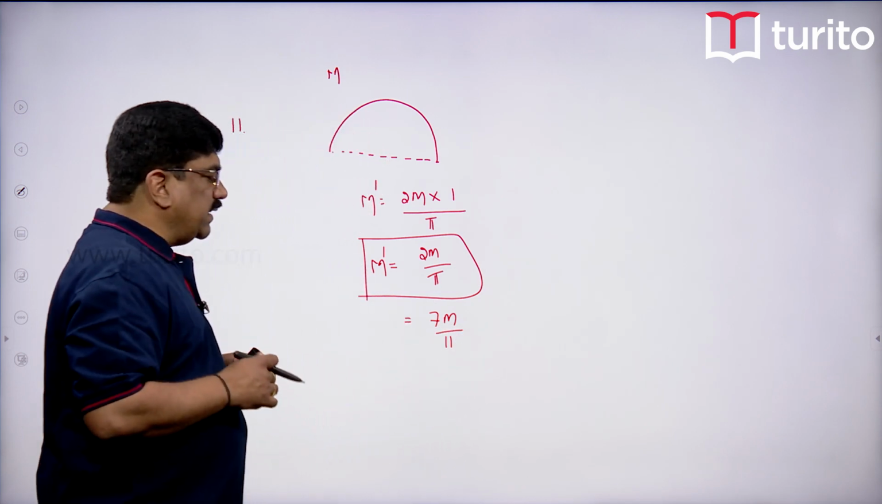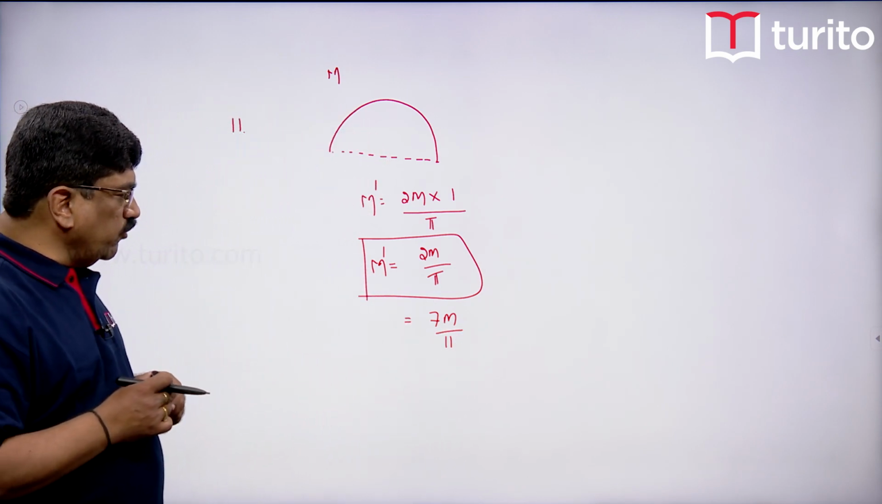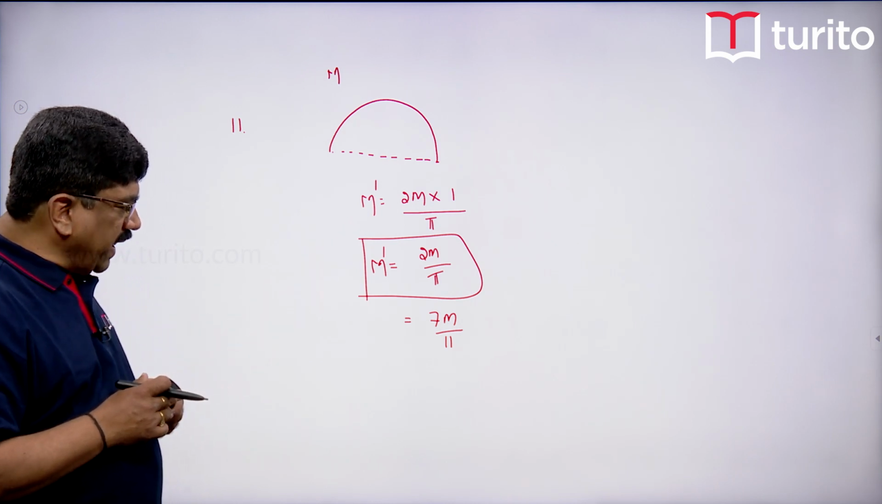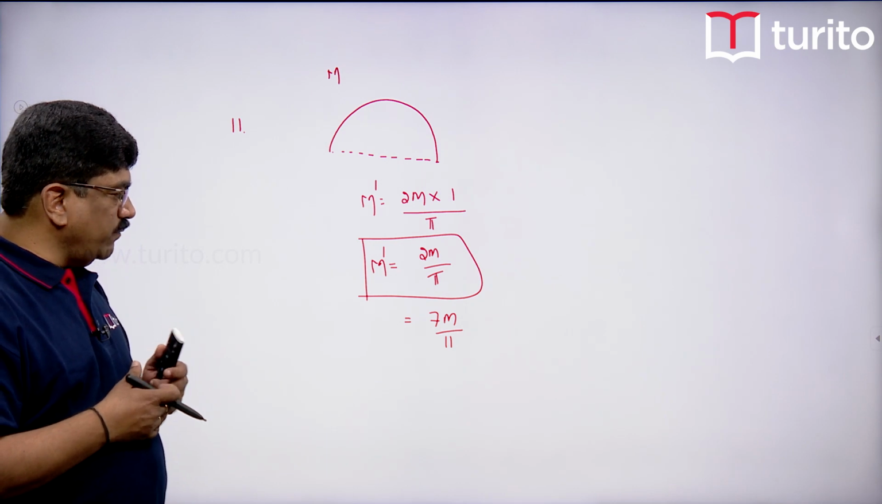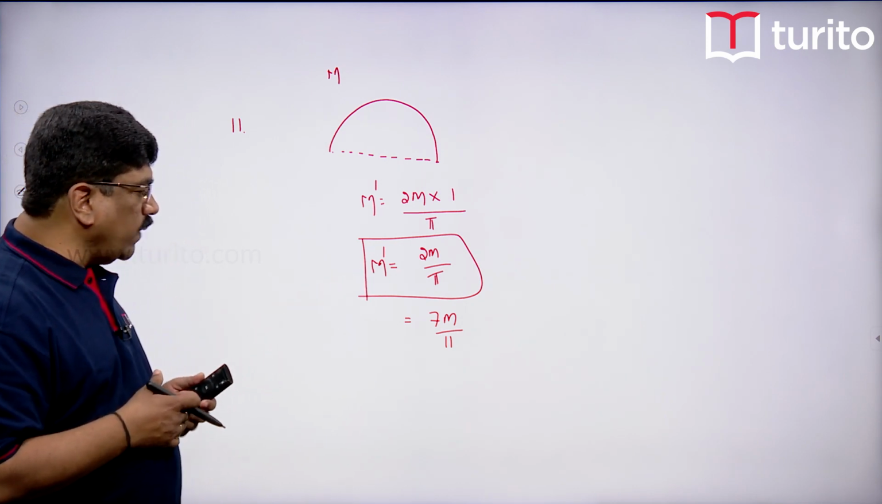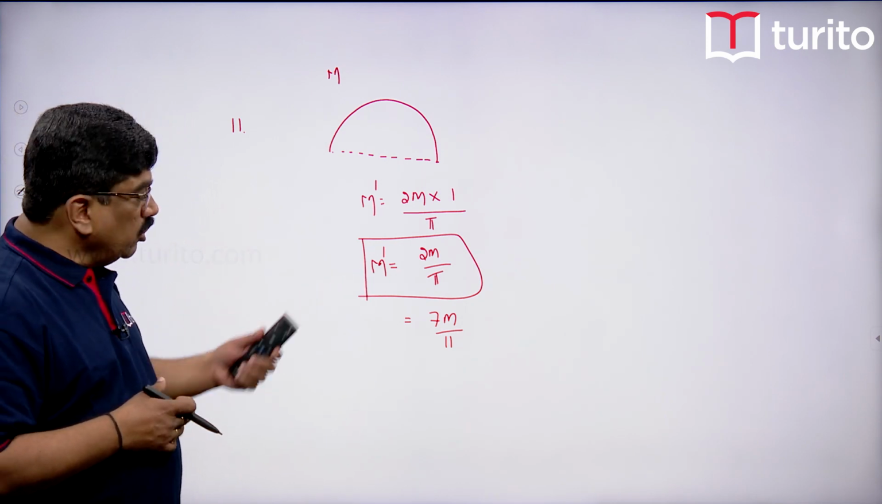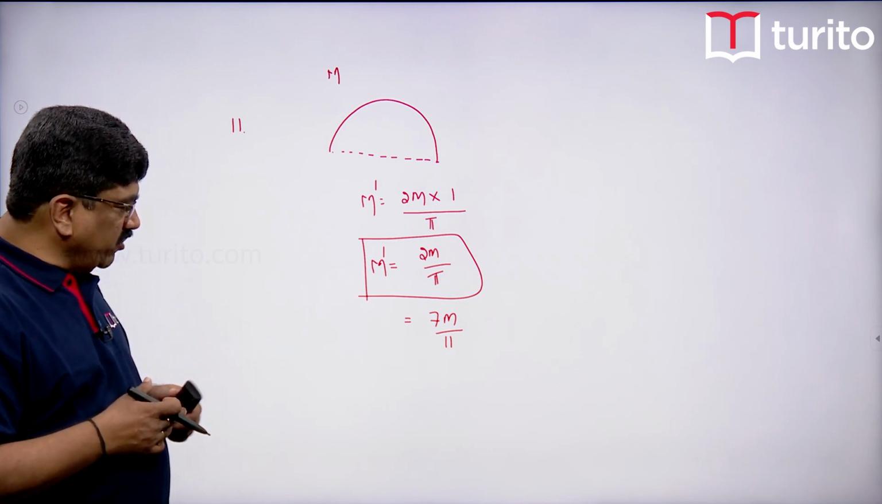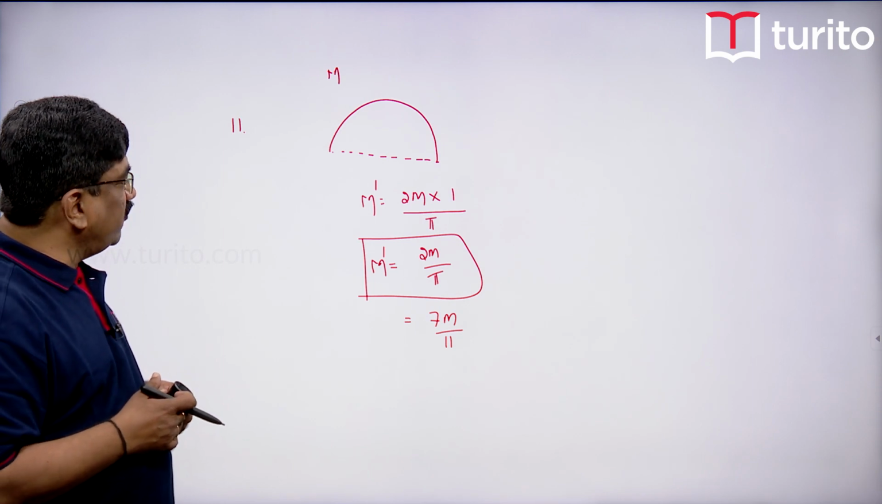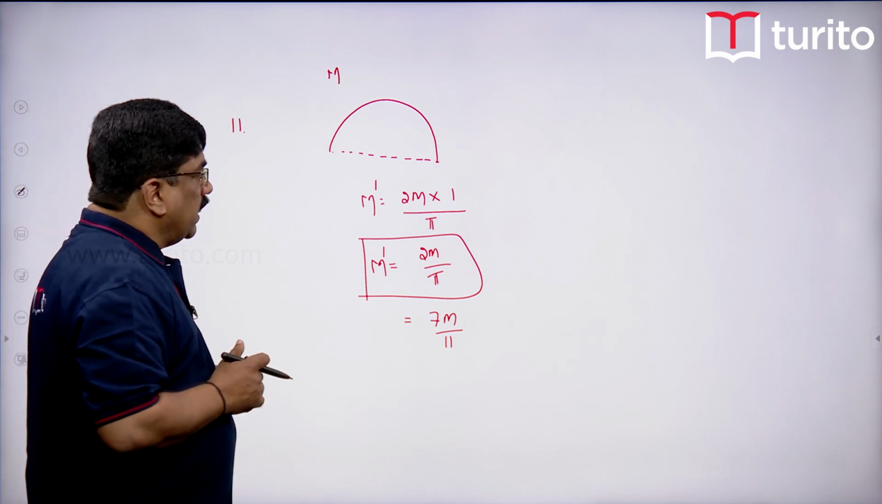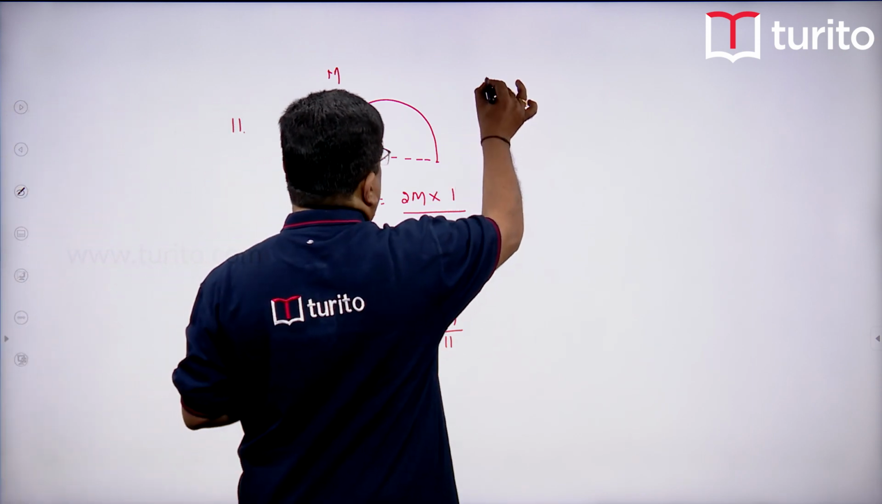Generally, in competitive exams they mention this answer, 2m by pi, as 7m by 11. Pi can be written as 22 by 7. When you write pi is equal to 22 by 7, 7 goes to the numerator, and 2 cancels in 22 by 11 times. Therefore, we can write it as 7m by 11 like this. Here are some more important points of this kind.